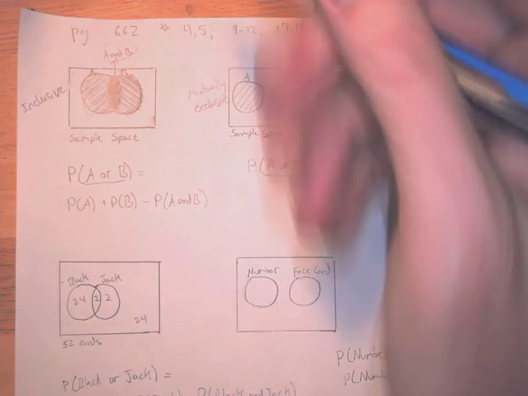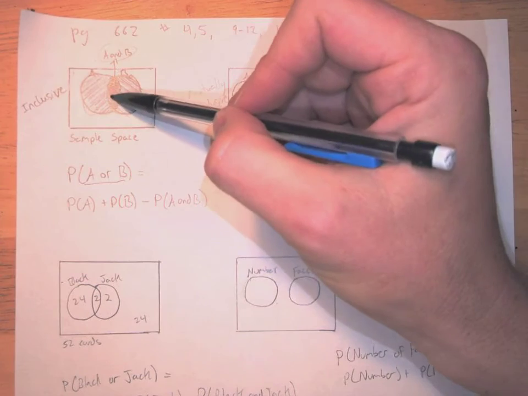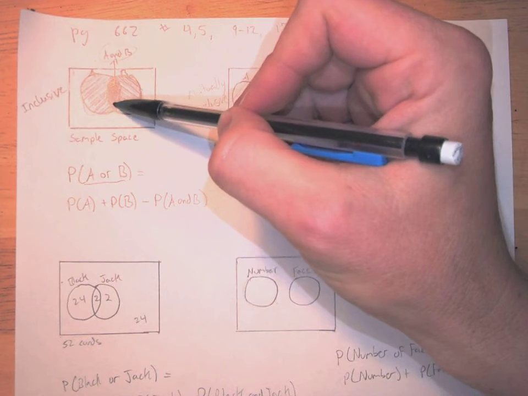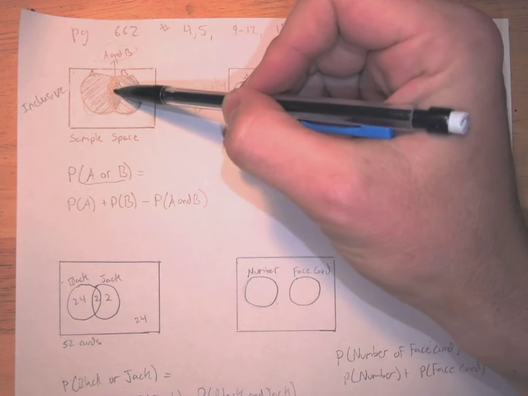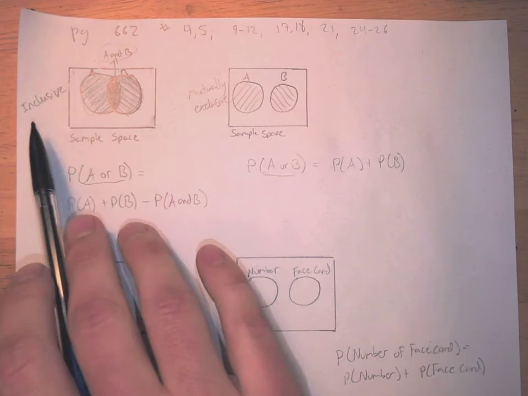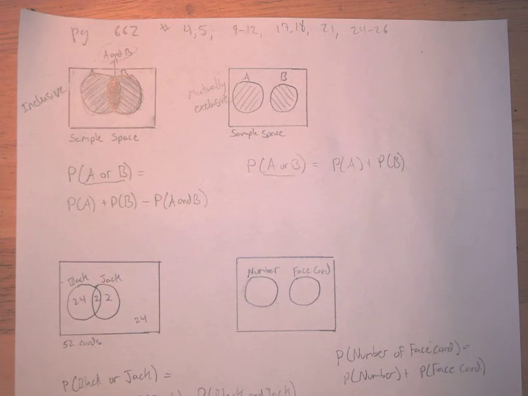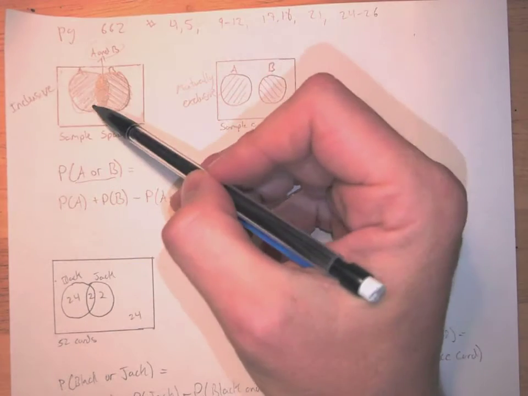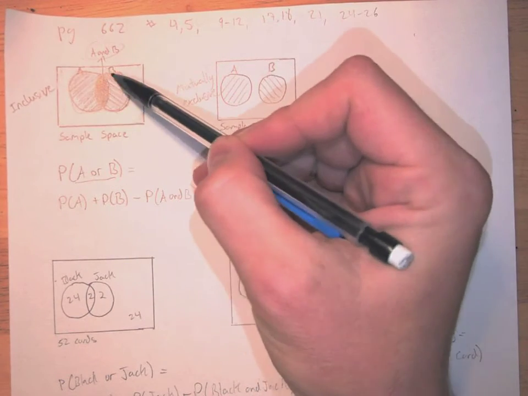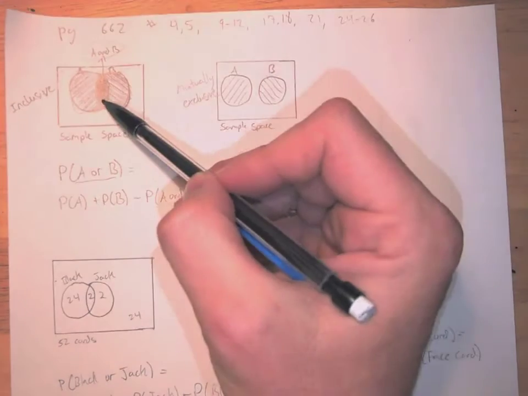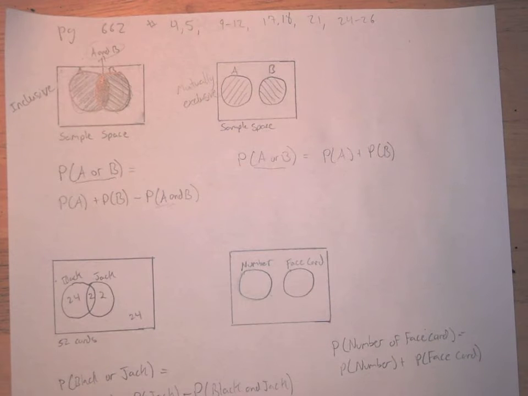So what we have to do is subtract out the overlap, the number of outcomes where they both happen. When you have inclusive events where they overlap, the probability is the probability of A plus the probability of B minus the overlap, because you counted it twice. You don't want to count it twice.